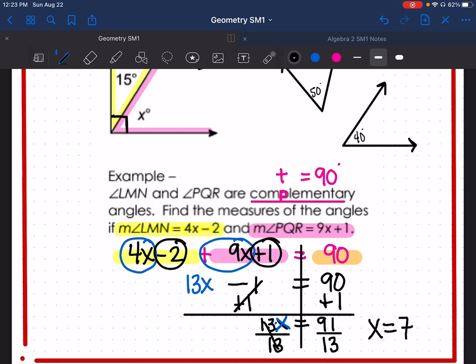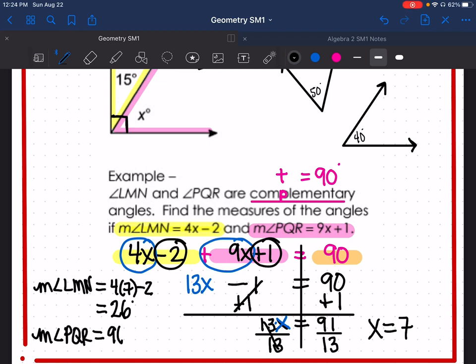If I go back and plug it in, I'm going to get the measure of angle LMN is 4 times 7 minus 2, which is 26 degrees. And the measure of angle PQR would be 9 times 7 plus 1, which is 64 degrees. I was like, no, that's 62, because 9 times 7 is 63. There's our answer right there.